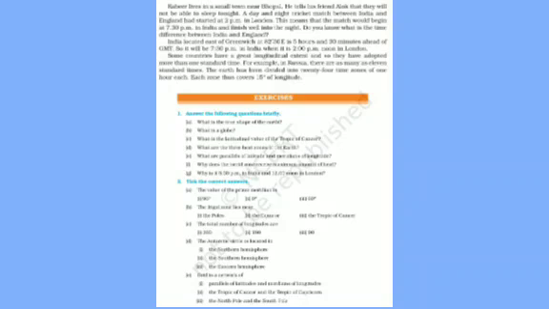Some countries have a great longitudinal extent, so they have adopted more than one standard time. For example, in Russia, there are as many as 11 standard times. The earth has been divided into 24 time zones, one for each hour. Each zone thus covers 15 degrees of longitude. So this is all about time and longitude.